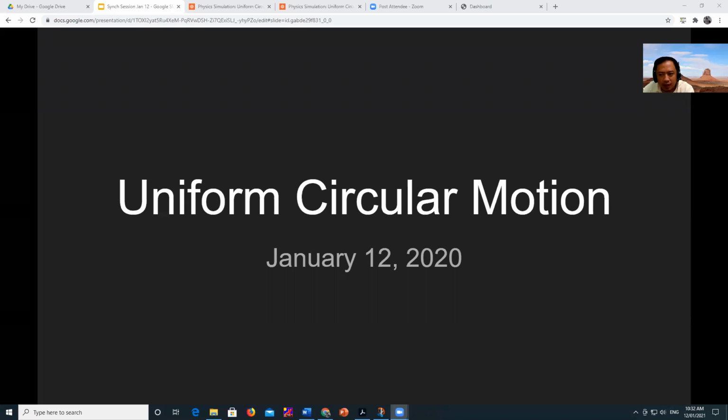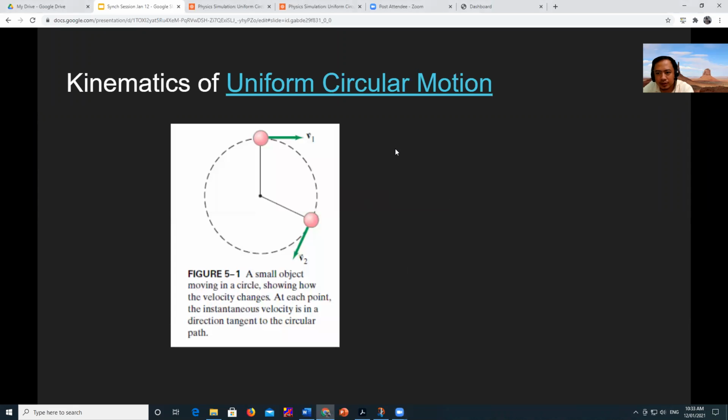Okay, so for this week, uniform circular motion or UCM. What is this uniform circular motion? First, we will deal with the kinematics. We all know in physics we have kinematics and dynamics. Kinematics is the branch of physics that deals with the description of motion. Dynamics is the branch of physics that deals with what causes the motion. So first, kinematics to describe the motion.